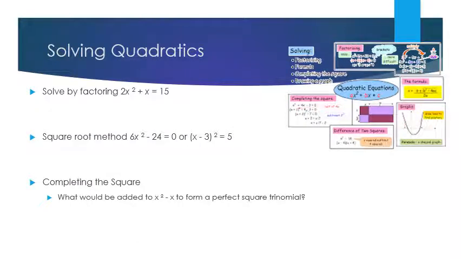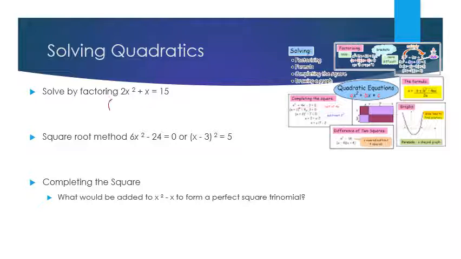There are many ways to solve quadratic equations. You can graph it and you can detect where it goes through the x-axis. You can factor it and use the zero property. You can use the square root method, or you can complete the square. So let's just look briefly at some examples of what you could do.